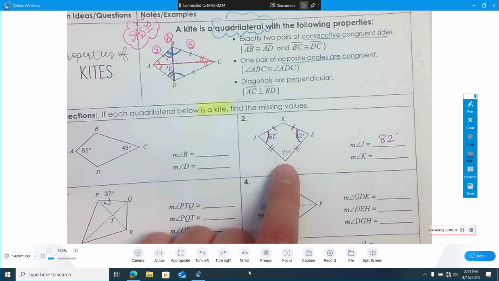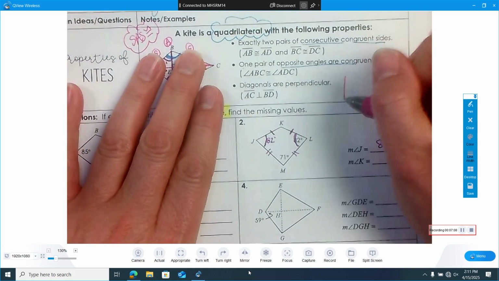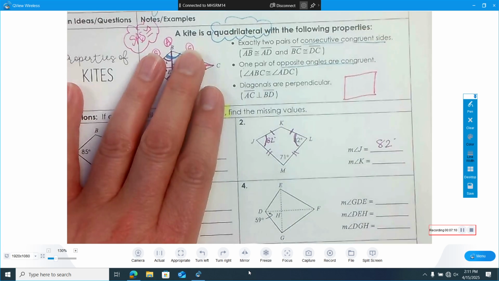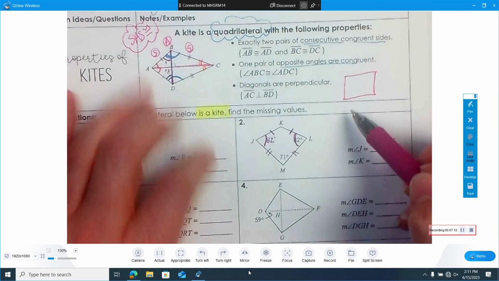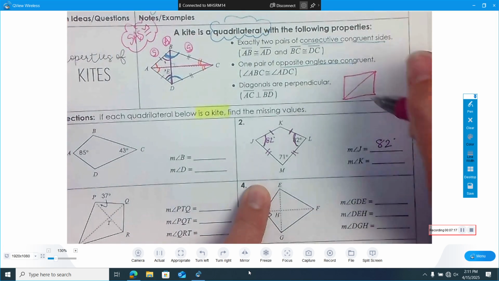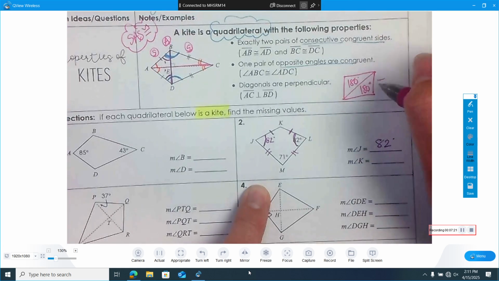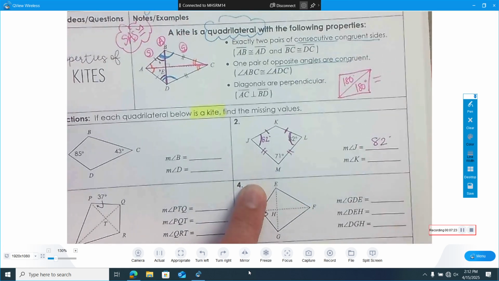Subtract it from 180. Is 180 the right number? No, because there's two triangles, right? So it'd be 360. Very good. So again, thinking about how many degrees does a shape have? If I have a quadrilateral, you can split it into two triangles. Each triangle is 180 degrees.